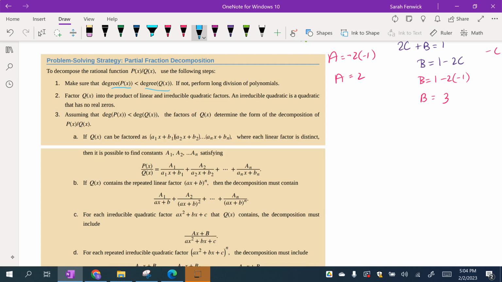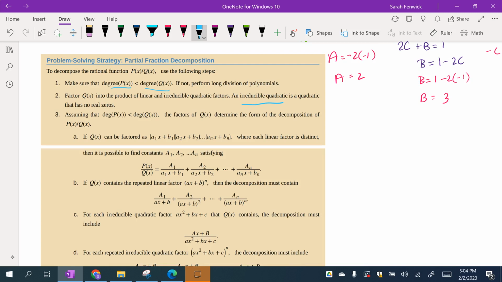So far, we've had all linear factors, but we're getting ready to talk about some quadratics. An irreducible quadratic factor, that's a vocabulary word we need, is a quadratic that has no real zeros. Assuming that your degree is less on top than the bottom, then the factors of q of x, the denominator, determine the form of the decomposition.